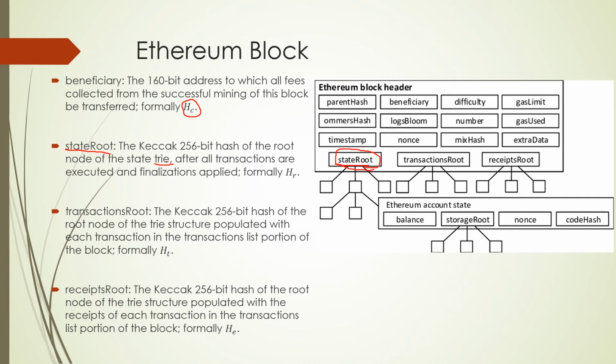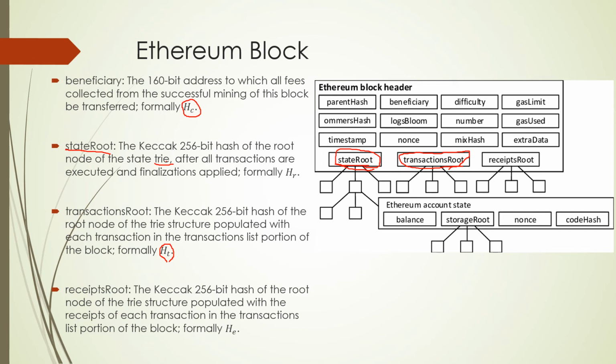And then we have transactions root, which is the SHA-3 hash of the root node of the tree structure populated with each transaction in the transactions list portion of the block. If you remember, the block contains all the transactions, and this is the digest of the transactions, called transactions root. This is the root of a tree, and it's represented with H sub T. And then we have receipt root, assuming that each transaction has a receipt.